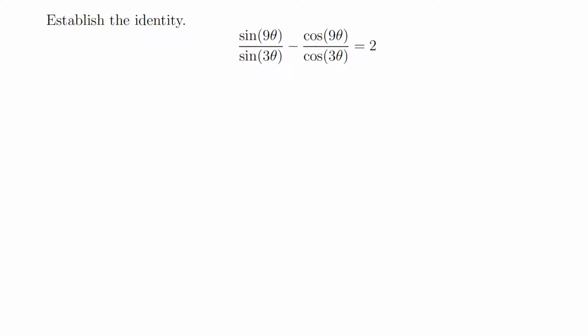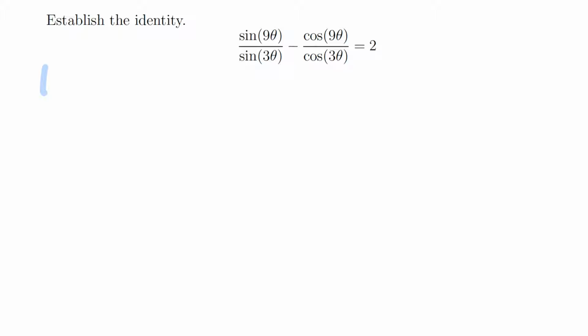Establish the identity: sine 9 theta over sine 3 theta minus cosine 9 theta over cosine 3 theta all equals 2. Do not cancel anything here. The sine of 9 theta is not sine of 3 theta. Obviously the left hand side is more complicated. So we start from the left side and do some algebra here, use formulas, then get to the right hand side.